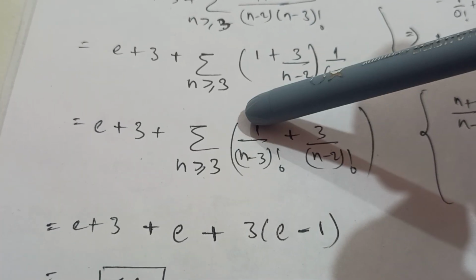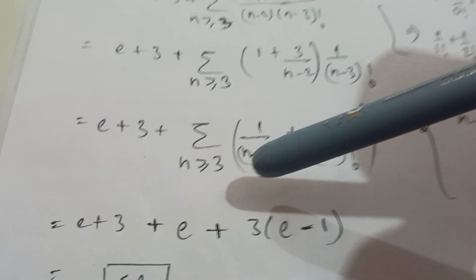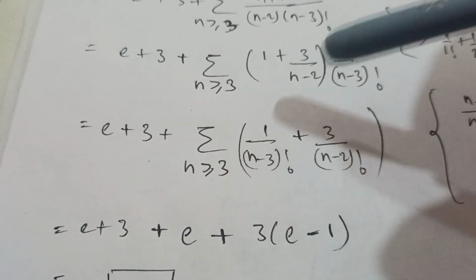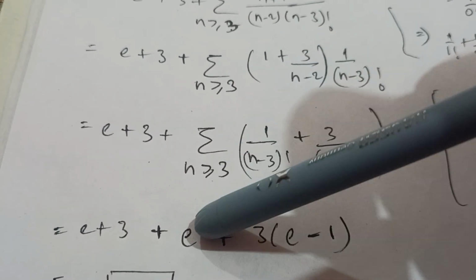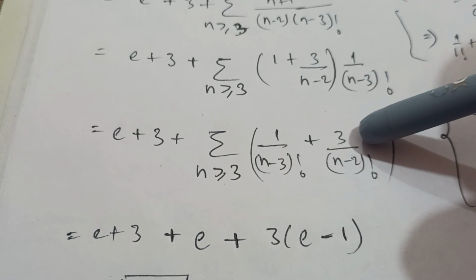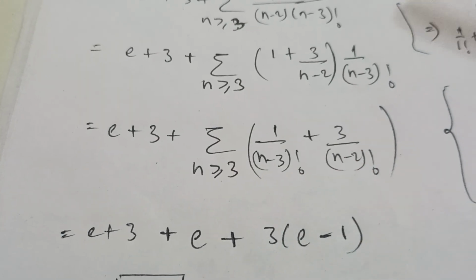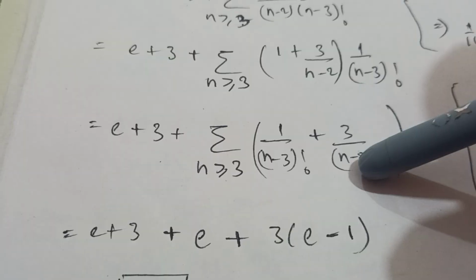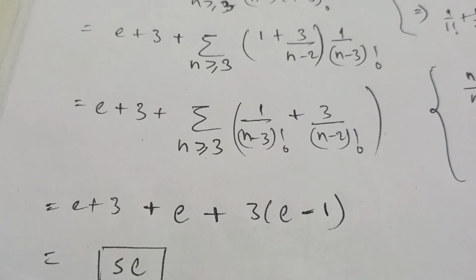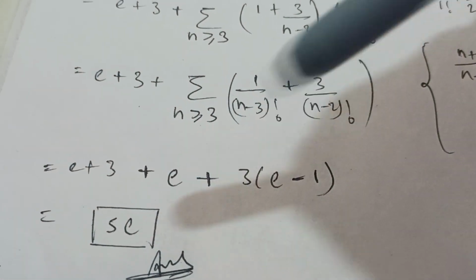So if you see this, it is nothing but e, because 1 upon 0 factorial plus 1 upon 1 factorial plus and so on will be nothing but e, so I have written it as e. And this one, if you take the 3 out, is nothing but e minus 1, because it is from 1 upon 1 factorial onward, so 1 upon 0 factorial will be missing. Again you can use the expansion of e as the Taylor series. And now just simplify this, 5e is the answer.